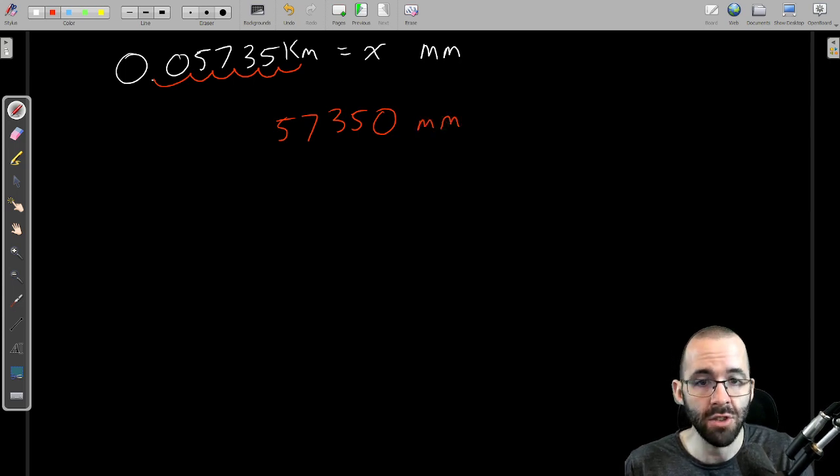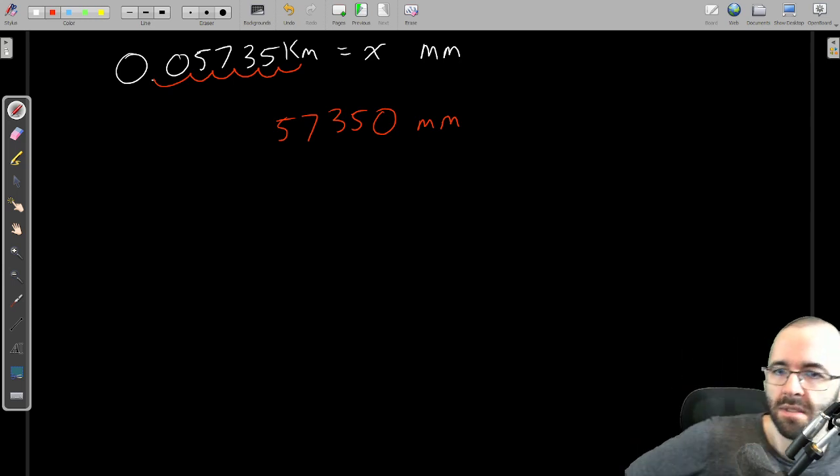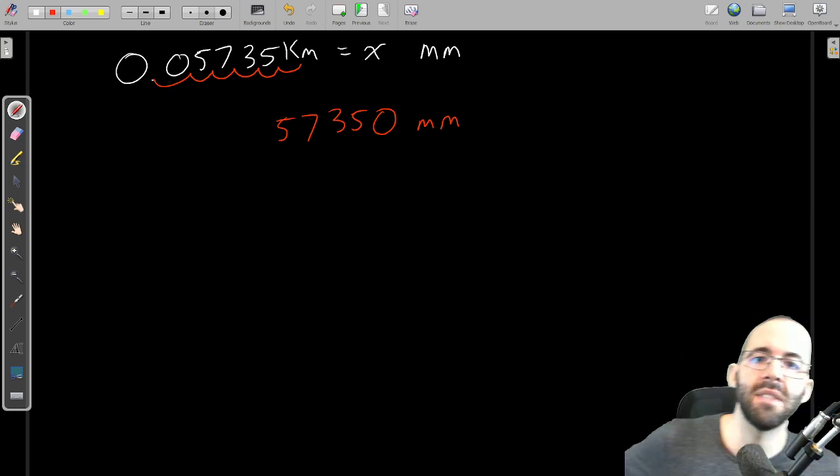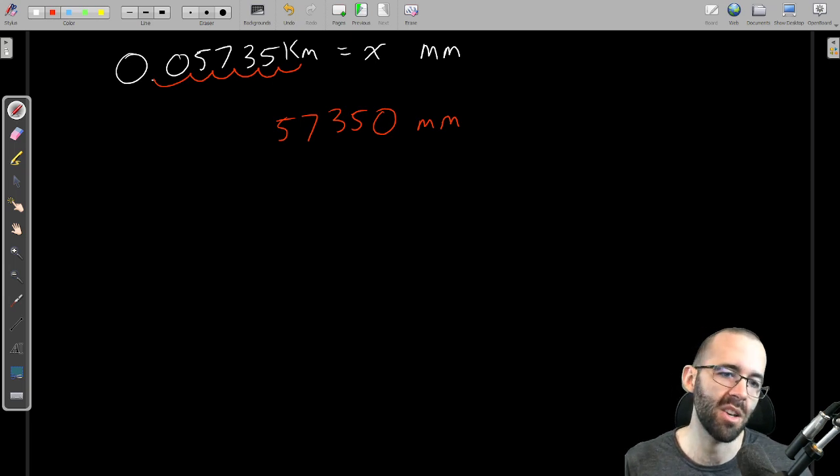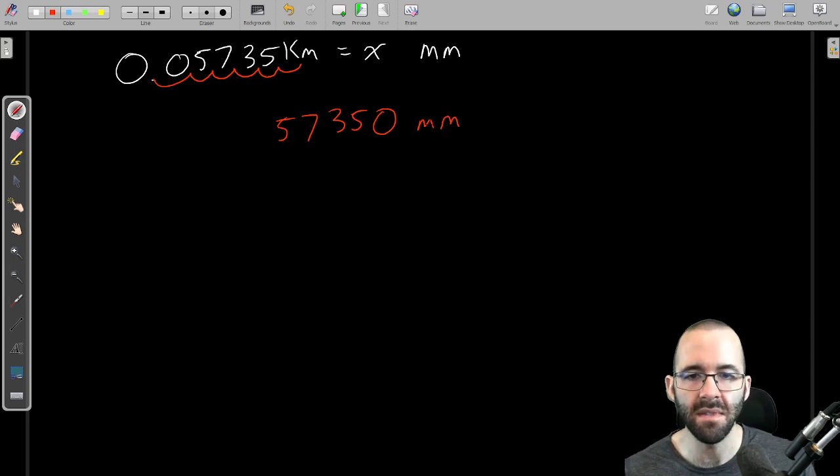millimeters. And we should make sure our answer makes sense. Yeah, that's going to be 57 meters. 57 meters is smaller than a kilometer. Okay, that makes sense. 57350.